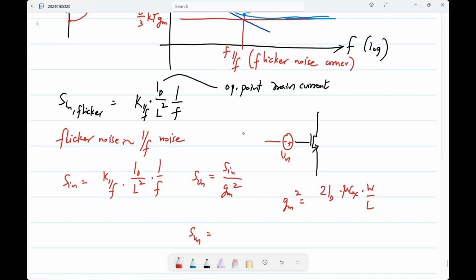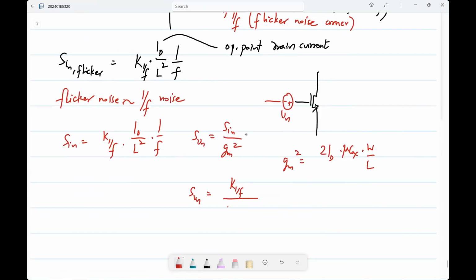Divided by Gm square. What did you do? K1 by F by 2 mu Cox. Yeah. So the main point is that there is no bias dependence anymore, right? So this can be just termed as some other constant, K1 by F prime or something of that sort. So it is just inversely proportional to the area of the MOS transistor, and 1 by F.